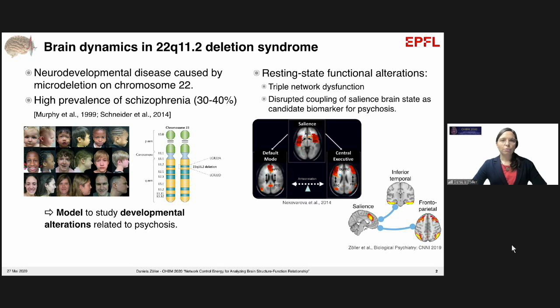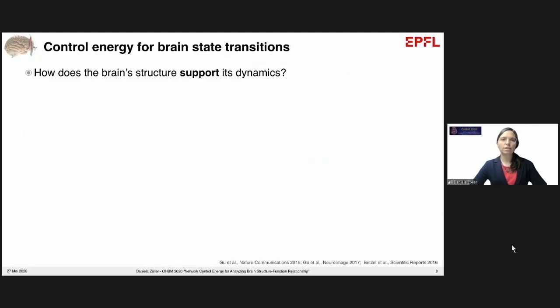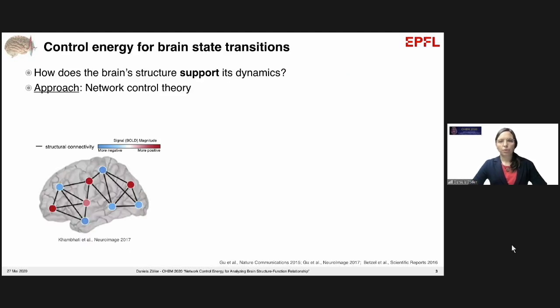So far, we have been looking at resting state functional network alterations, where we found disrupted triple network activity and a particular implication of the salience networks and some dynamic activity alterations. And what we wanted to look at next there is how does the brain structure support such aberrant dynamics? And to do that, we are using network control theory.